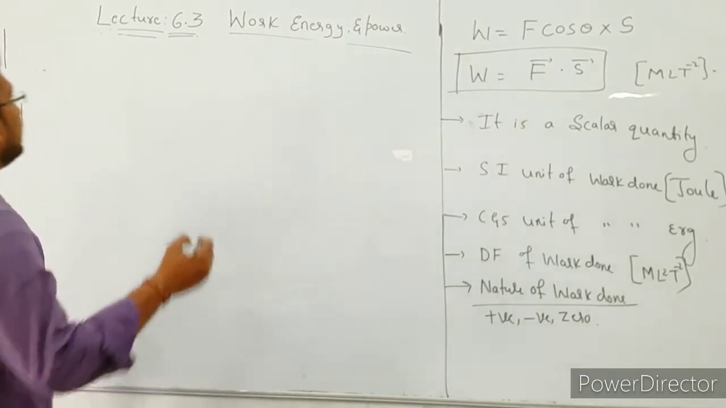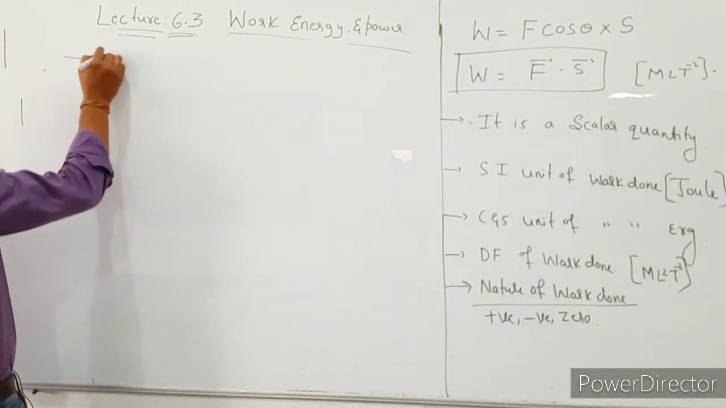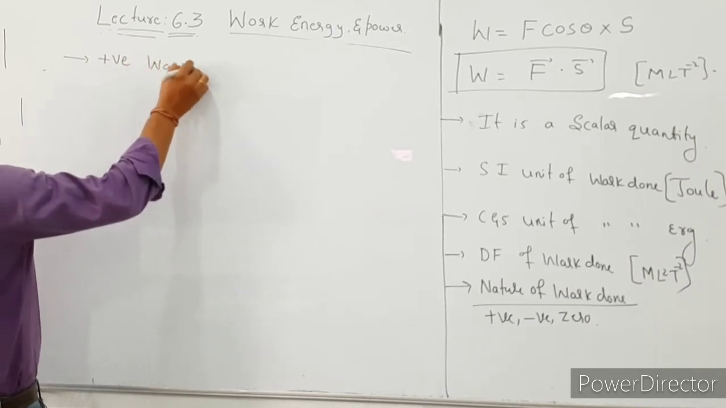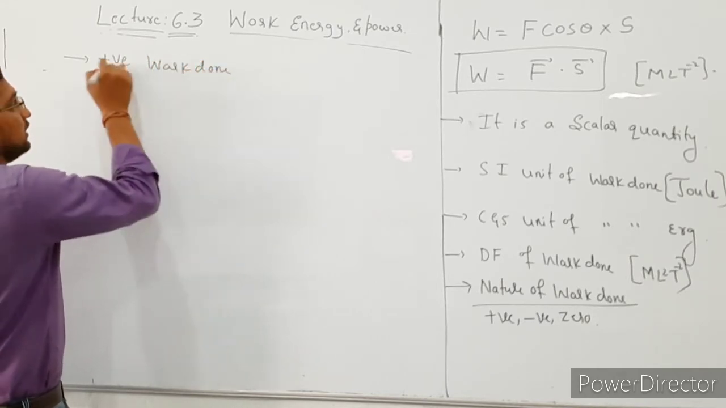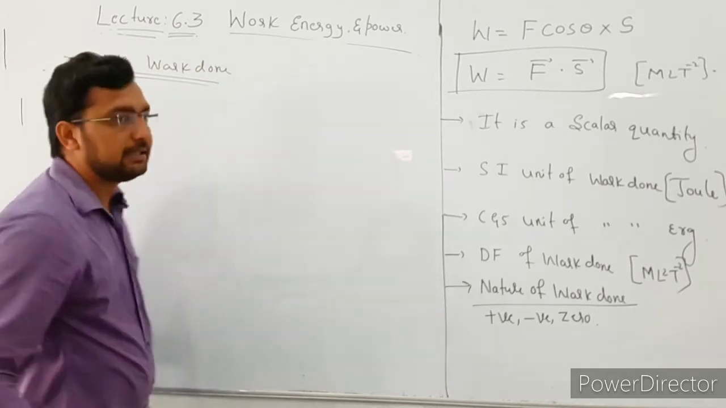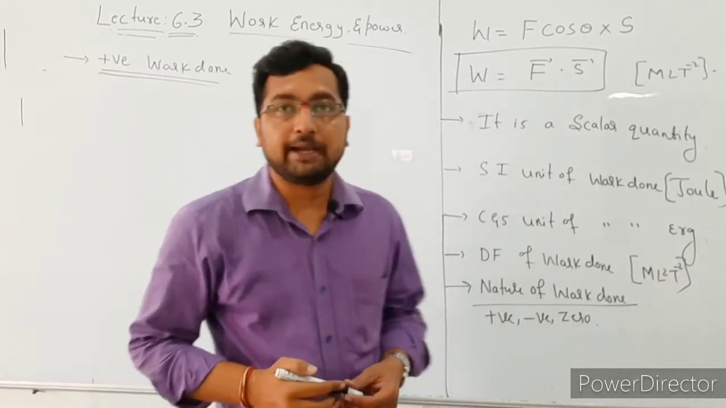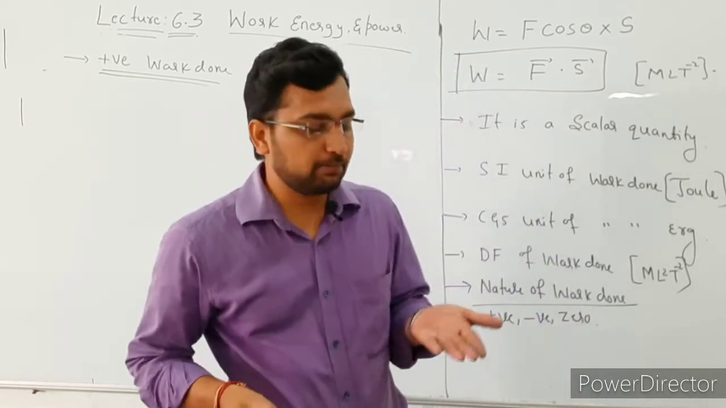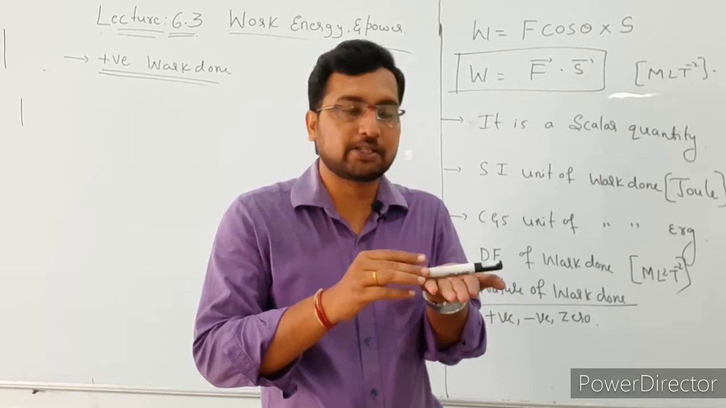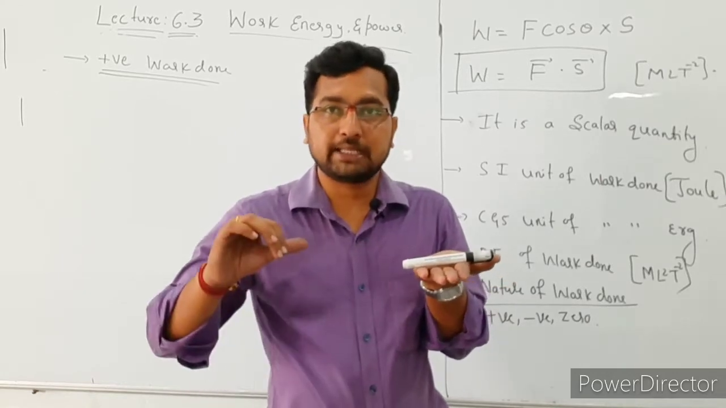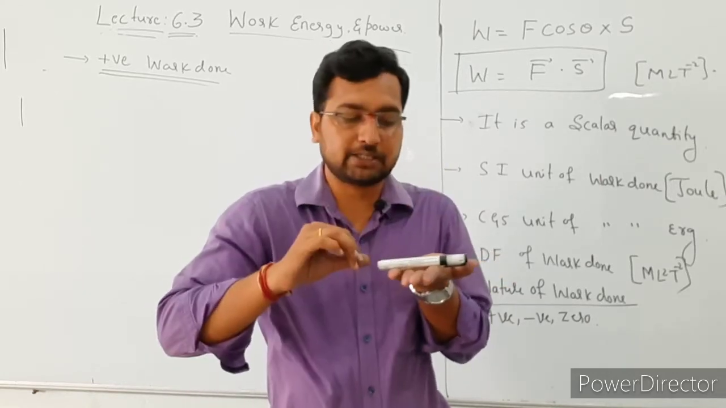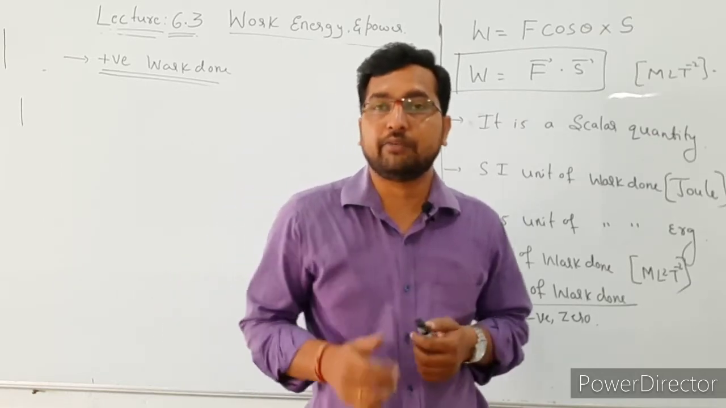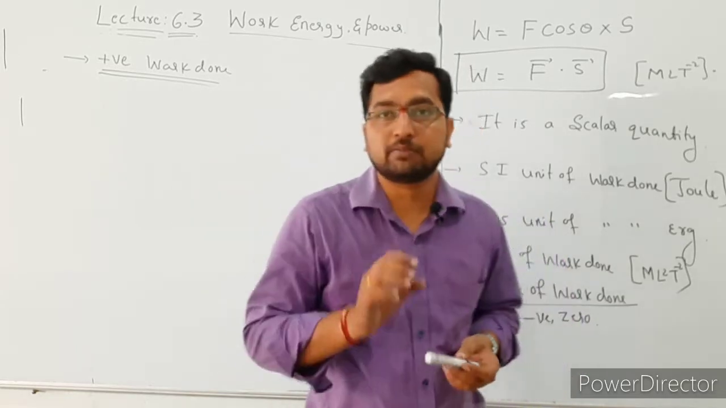Okay, see here, the first one is positive work done. In this case the body displaces in the direction of the applied force. So then we say that the work done is positive. For example, consider a body placed on a horizontal surface. We are applying some external force on this body in this direction, and the displacement of the body is also in the same direction. So then we say that the work done is positive.